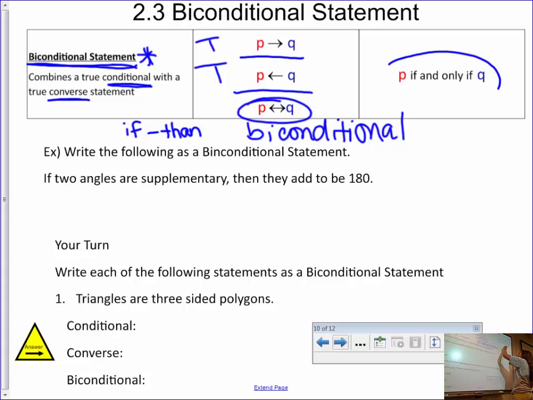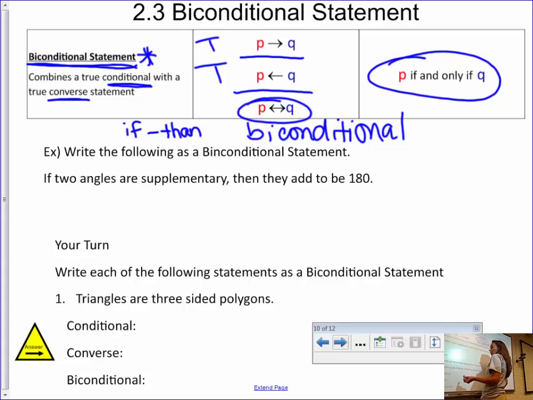If we're talking about a biconditional, the wording we use is the words if and only if. All right, so we're going to look at this first example where it says, write the following as a biconditional statement. The sentence states, if two angles are supplementary, then they add up to be 180, which is a true statement, so that's our conditional. And then if I flip it and read, if they add up to be 180, then the two angles are supplementary. So I can definitely write a biconditional with that.